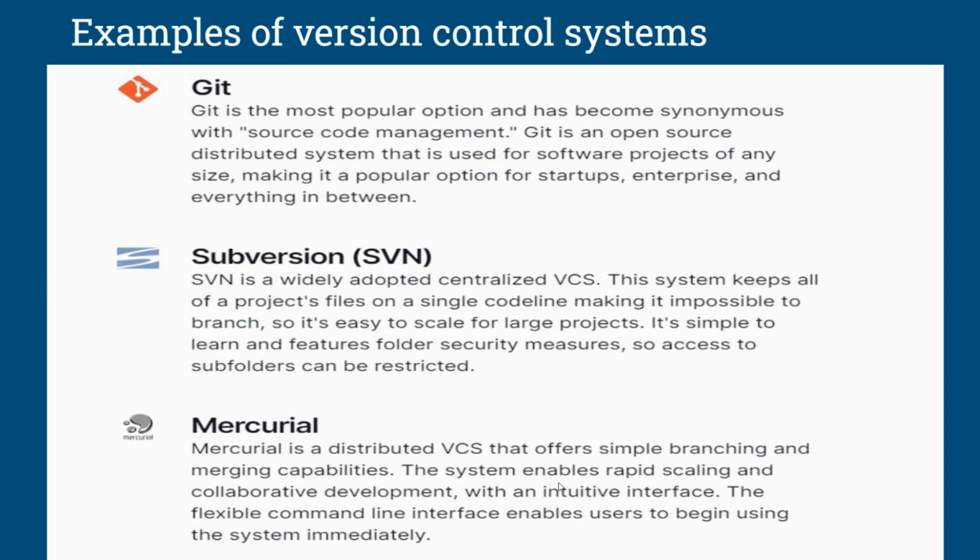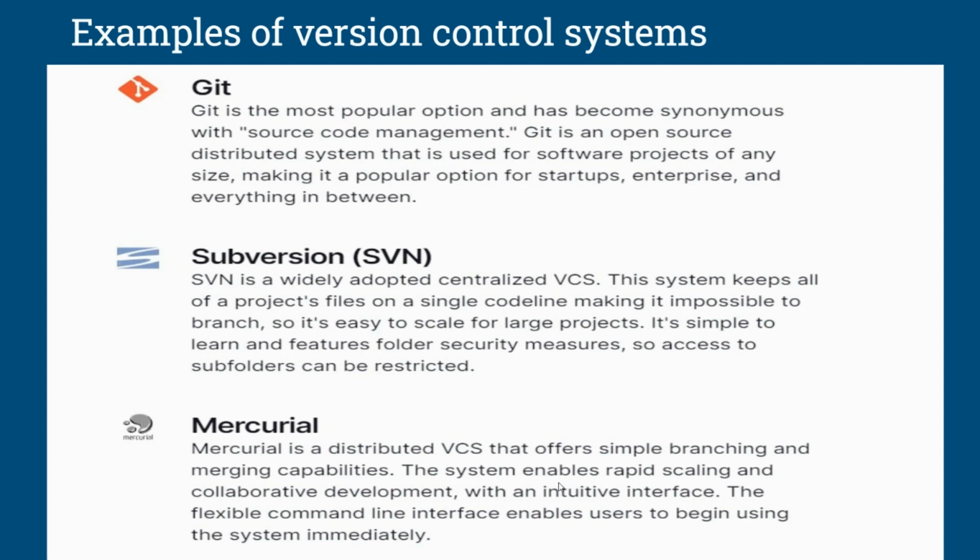Then we have Mercurial. Mercurial is also distributed. This one is not centralized, so it's a distributed version control system. It offers simple branching and merging capability. What that means is that it helps you create different branches from a single project, and then you can merge those branches together, and you can create different versions of those branches. The system enables rapid scaling and collaborative development with an intuitive interface. The flexible command line interface enables users to begin using the system immediately. Right.